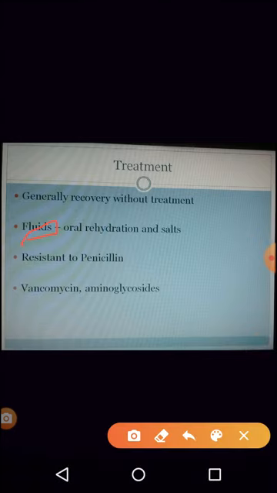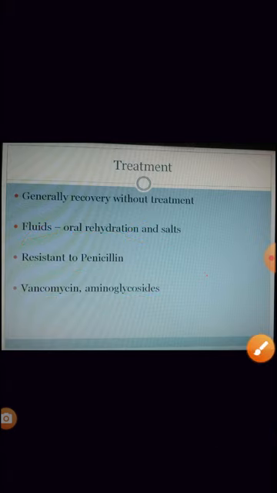Because a person loses lots of fluid and salts, oral rehydration is a must, and also taking in salts, because salts are also lost in the process. The organism produces the enzyme beta lactamase, and hence, though it is a gram positive bacteria, it cannot be treated by penicillin. It is highly resistant to penicillin. In severe conditions, antibiotics like vancomycin can be given, and aminoglycosides could also be given.